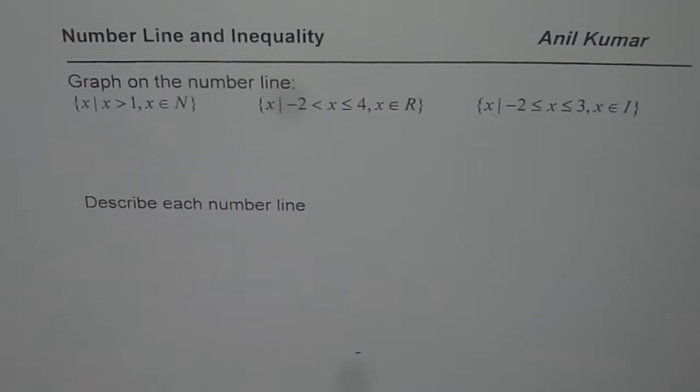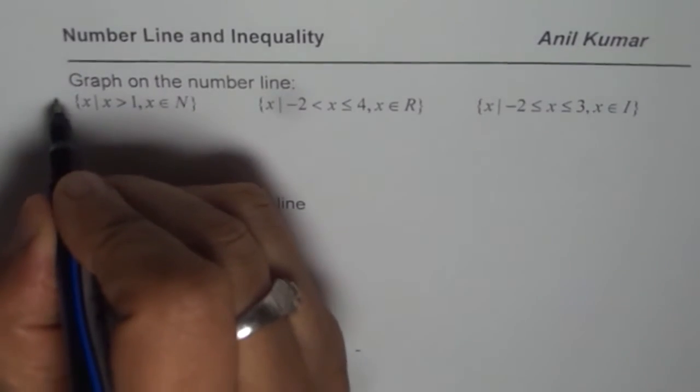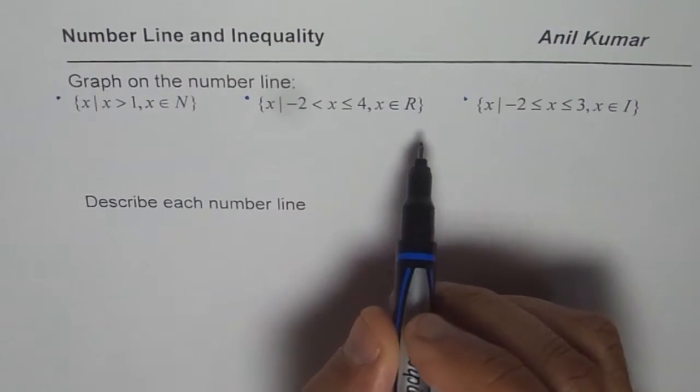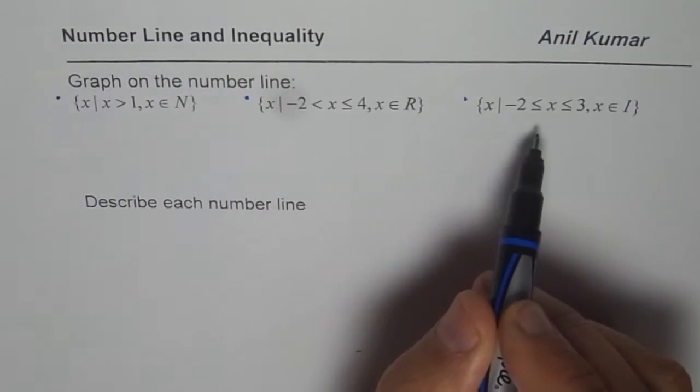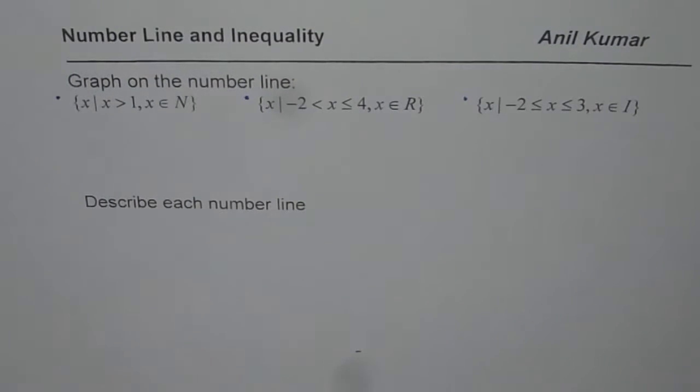The question here is, graph on the number line. We have three different situations, right? So that is one, this is two, and this is third. So we'll understand how to represent inequalities on a number line and then describe each number line. This I will give you as a question, and then we'll see how it goes.